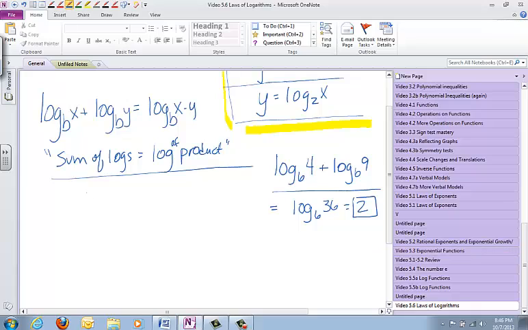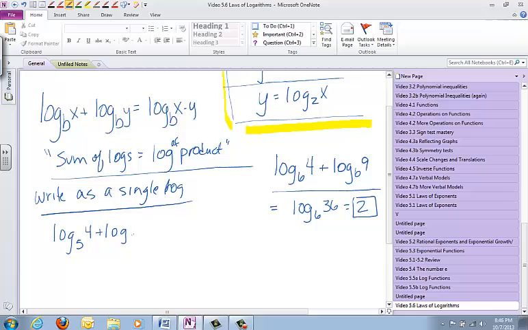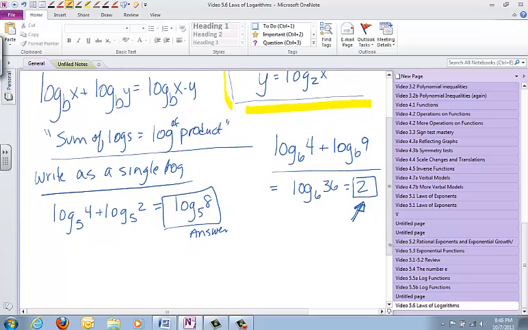Sometimes we'll have questions in our homework where instead of coming up with an answer, they'll give the directions that say, write as a single log. Okay? And so if that's the case, sometimes it will be something as simple as log base 5 of 4 plus log base 5 of 2, and really all they want you to do is write log base 5 of 8, and that's your answer. Okay? So sometimes your answers will be nice numerical values, and other times the best you can do is write it as a single log. Okay, so first property, sum of the logs is log of the product.